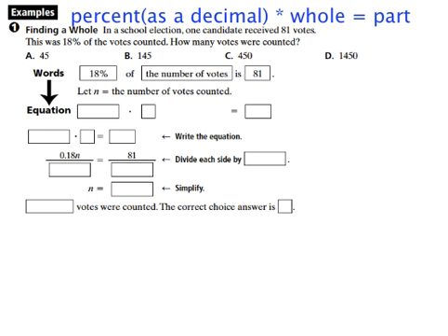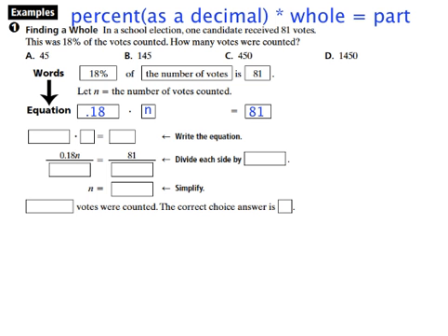Do we know the percent? Yes, we do. The percent is 18%, so we can write that as a decimal, which is 0.18. Do we know the whole? Well, the whole would follow the of. The of says of the votes counted. We don't know that. That's what we're trying to find. So that's going to be our variable n. And then the part is going to be the 81 votes.